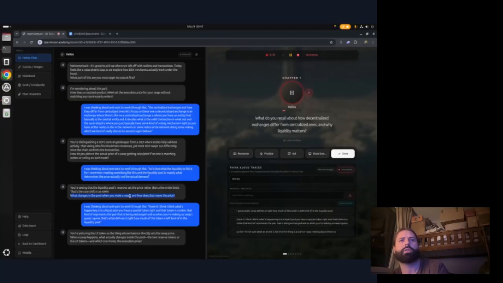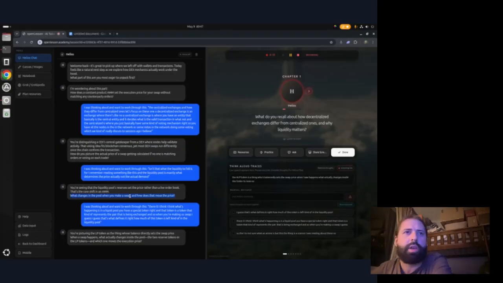The LP token is a thing whose balance directly sets the swap price. When a swap happens, what actually changes inside the pool? The two reserve tokens, or the LP tokens, and which one moves the execution price.